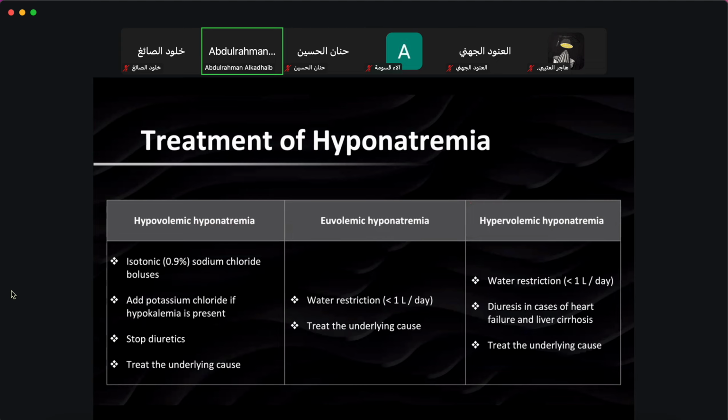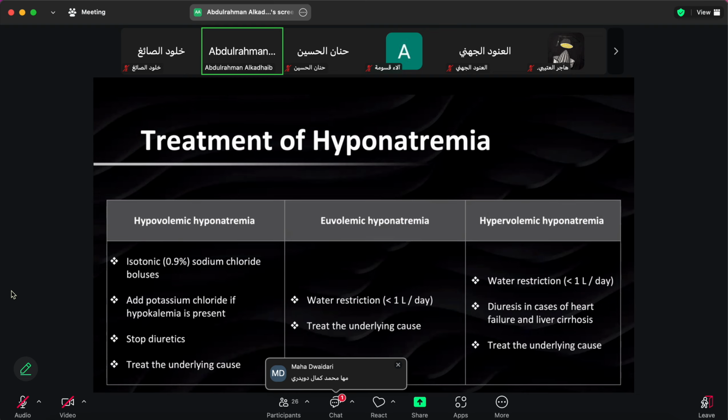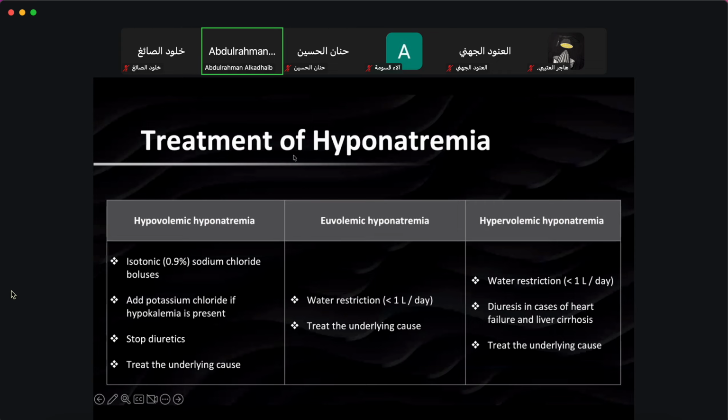So what about patients with hyponatremia who present with mild or moderate symptoms? Usually, the treatment for those patients really depends on the type of hyponatremia. In cases of hypovolemic hyponatremia, usually we start with boluses of isotonic sodium chloride, which is the 0.9%, which contains a smaller amount of sodium compared to the hypertonic saline. And we should also add potassium if there is a hypokalemia associated with the hyponatremia.